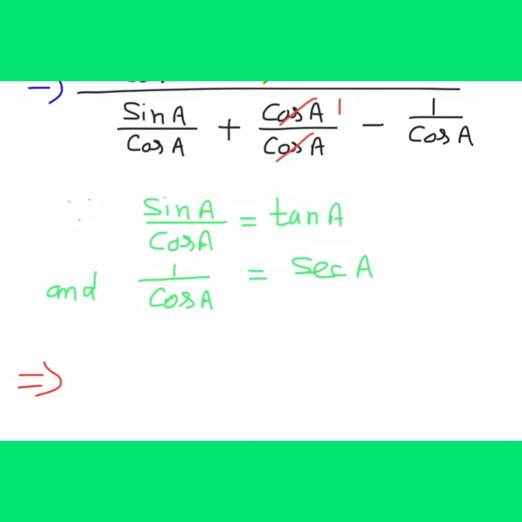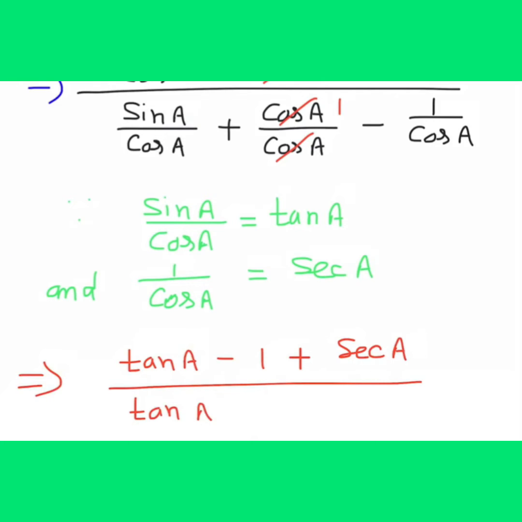So what you will get after this? You will get in the next step, cos A upon cos A is 1, sin A upon cos A means tan A, and then minus 1 plus 1 upon cos A means sec A. And this denominator, this is also sin upon cos means tan, plus 1 and this is sec. So we will write tan A plus 1 minus sec A.